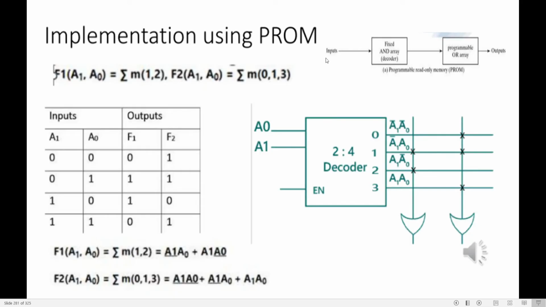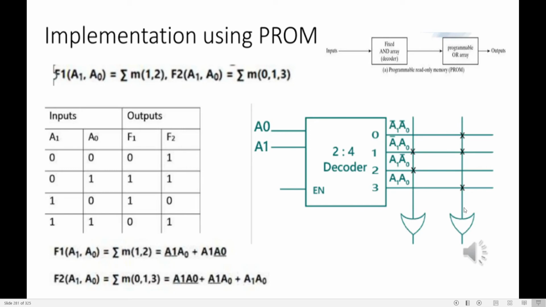Now this is your fixed AND array. What we are going to program is your OR array. For the OR array, the number of OR gates we need depends upon the output functions. There are two outputs, F1 and F2, so two gates, one for F1 and the other for F2. What is the output for F1? Minterms 1 and 2. So in the place of 1, connect the fuse. In the place of 2, connect the fuse. So this will be the programmable OR gate. This OR gate is F1, which has 1 and 2.